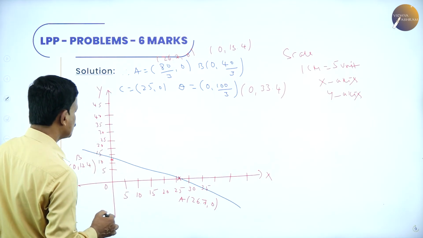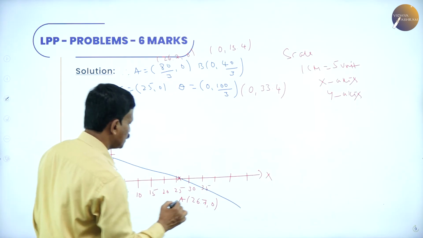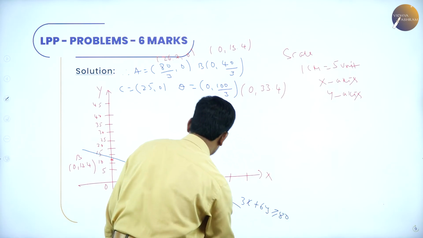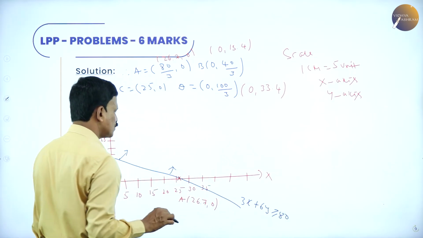The first equation is 3x plus 6y is greater than or equal to 80. Greater than means it will go in this direction, away from the origin.